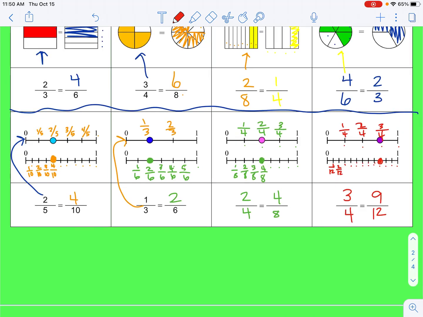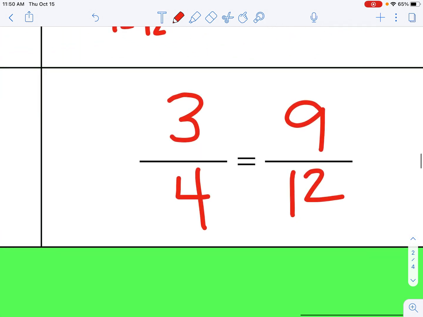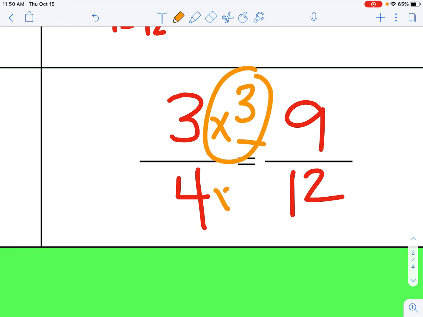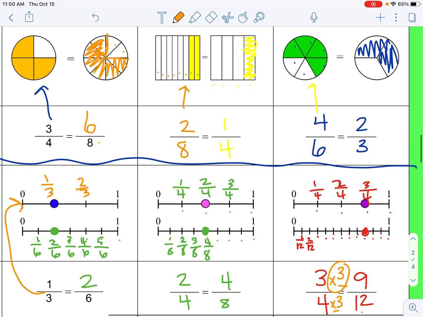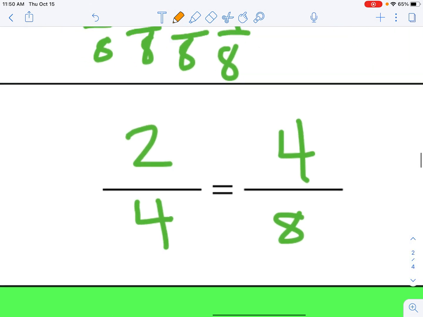Alright. Now one thing I do want to make sure you are aware of with equivalent fractions is if I look at this, I can figure it out without even using the picture. 3 times what gave me 9? Right, 3 times 3. So whatever I do to the top, I have to do to the bottom. So 4 times 3 gives me 12 as well. So that is one way you could find fractions instead of drawing pictures.